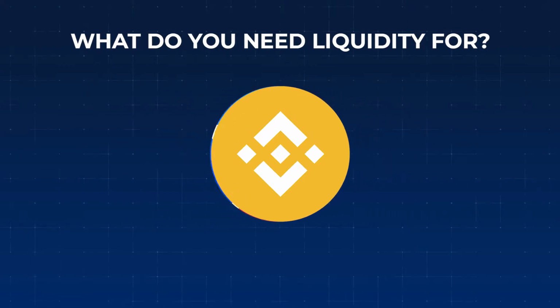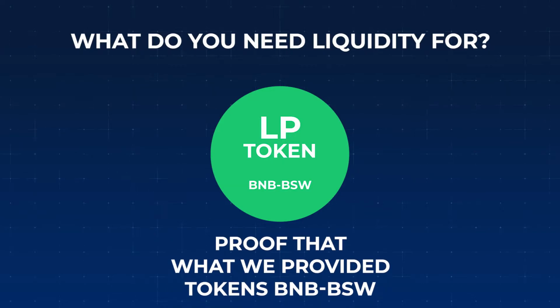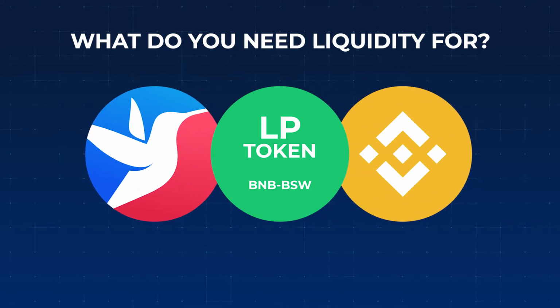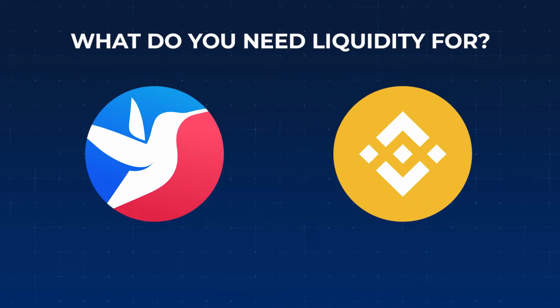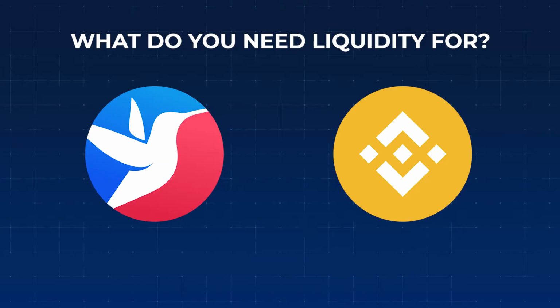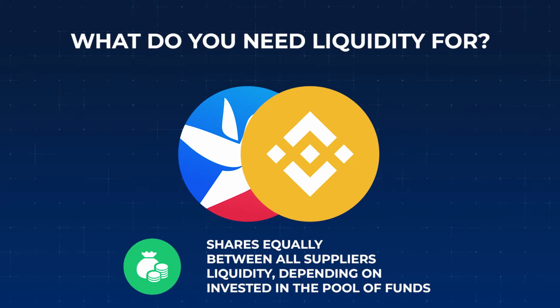Next, you combine these tokens into one and receive an LP token, which is proof that you have provided liquidity in this pair of tokens. To get your invested tokens back, you will need to return LP tokens back, so do not give your LP tokens to anyone. For each exchange made by someone in this pair, you will receive a percentage of the reward. This percentage is divided equally in relation to investments between all users who provided liquidity.